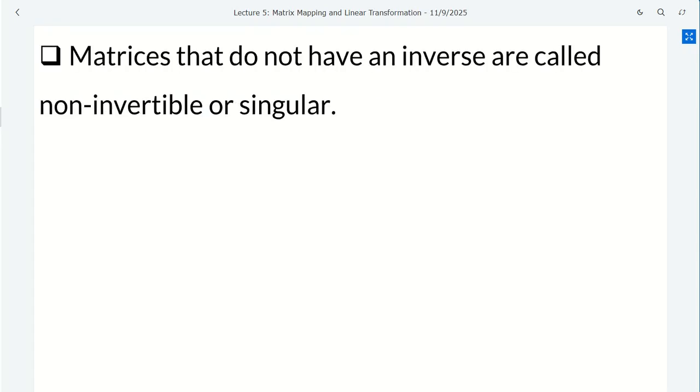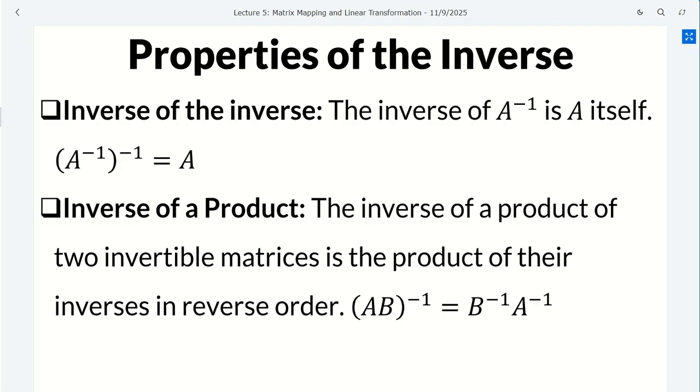Now, matrices that do not have an inverse are called non-invertible or what? Singular. How will you know whether this matrix will have an inverse or not? That is a question that you ask yourself, but we'll find out.